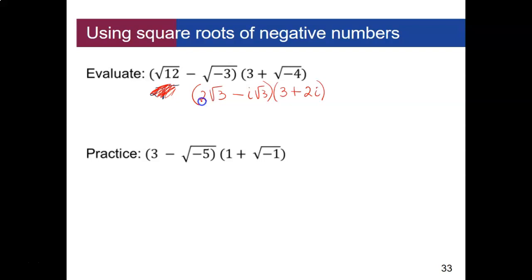So if I'm going to multiply first times first, I'm going to have 6 on the square root of 3. Outer is going to give me 4i on the square root of 3. So I've got 2 times 2 gives me 4. I've got an i, and I've got a square root of 3. Inner is going to be 3i on the square root of 3. And then last is going to be negative 2i squared on the square root of 3.